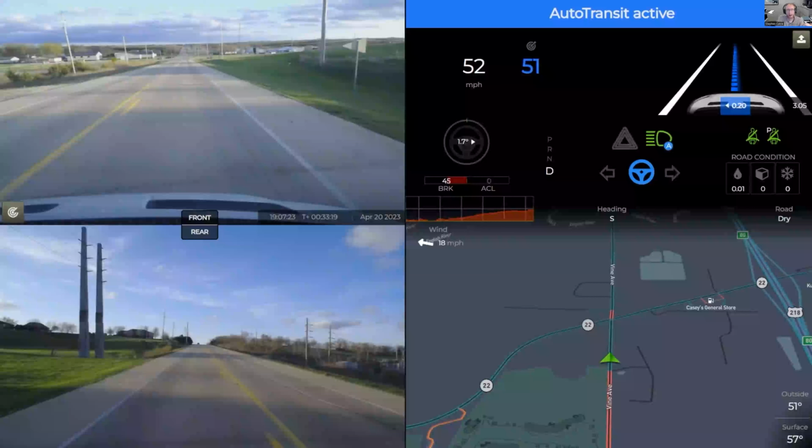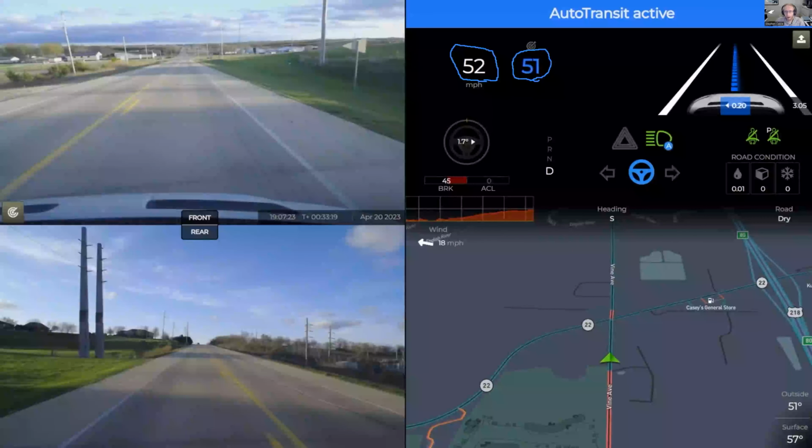On the left-hand side, you see camera views. The top one is out of the front of the transit. The bottom one is out of the rear. And then on the right-hand side, there's all sorts of telemetry from the vehicle, including the current speed, and, if it's in automation, what speed it's trying to travel at.